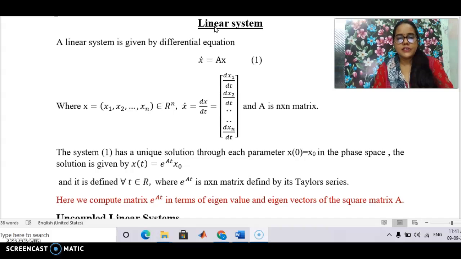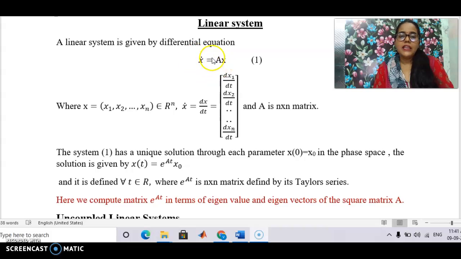Since we know that the system is defined by the differential equation x dot equals Ax, where x is a vector. In general, the system is defined in n-dimensional Euclidean space. Therefore, vector x has coordinates x1, x2 to xn, and x dot has components dx1 over dt, dx2 over dt, up to dxn over dt. And A is an n cross n matrix.